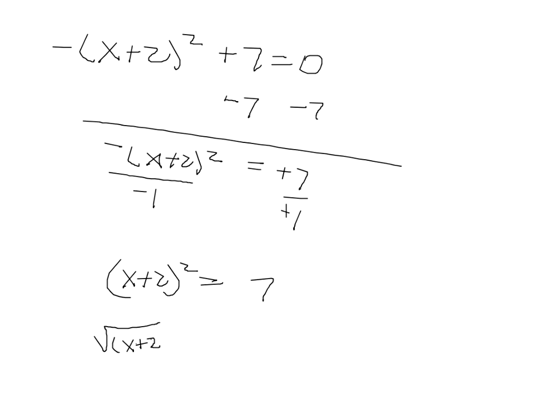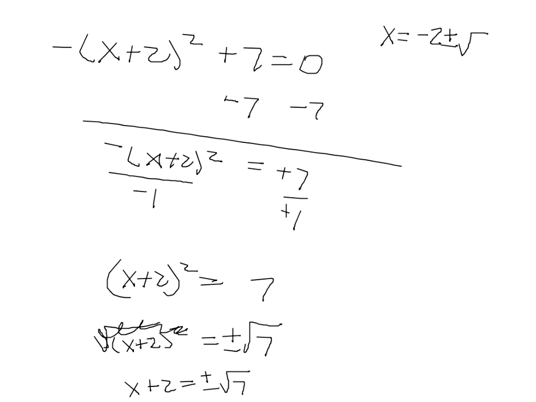Take the square root of both sides. Don't forget the plus or minus. The square and the square root cancel, and I get x + 2 = plus or minus the square root of 7. Finally, subtract 2 from both sides. Okay, and so listing them separately, I get -2 plus the square root of 7, and -2 minus the square root of 7.